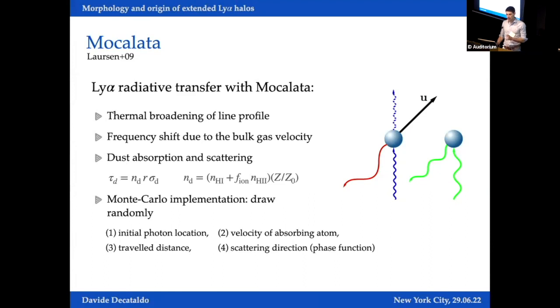The approach is done in a stochastic way with the Monte Carlo implementation. This means that we don't take into account, of course, all the photons, but we want to actually draw with a probabilistic approach the photon location, the velocity of the absorbing atom considering a velocity distribution, the travel distance of each photon, and finally also the scattering direction, which is not isotropic, but we have a phase function describing the direction of the emitted photon.